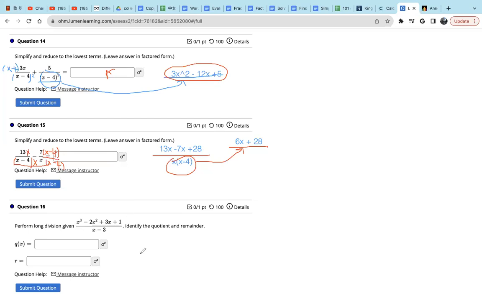Let's see question 16. In 16, we want to perform long division. So how do we do long division? We make this sign. Then we write down x cubed minus 2x squared plus 3x plus 1 inside the sign. We write the divisor, x minus 3, outside the sign.